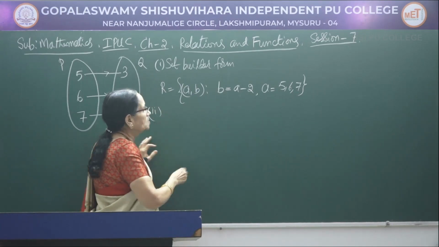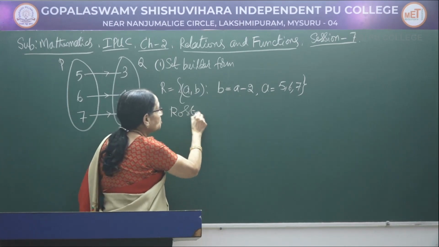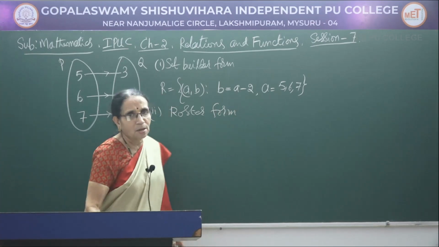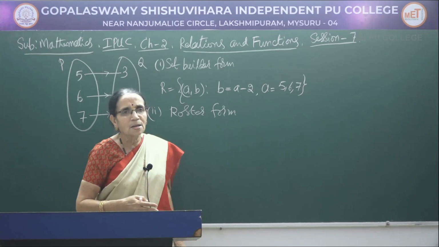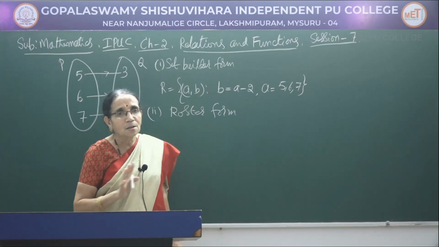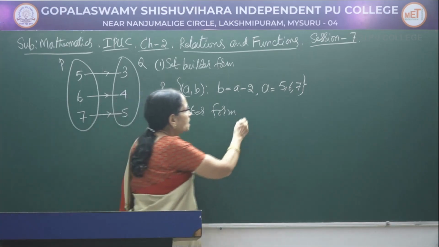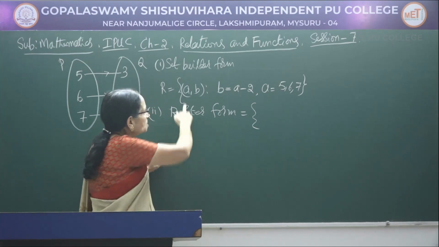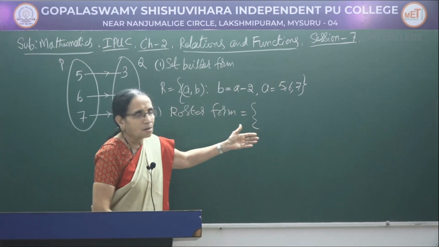Now, the second one: we have the set builder form, and now we have to write the roster form. Set builder form, in other words, is the rule method. Rule method means the rule that has to be satisfied by all the elements should be specified. That is what we have done. Roster form means you can directly write the elements, of course in the same order. It is a general way of writing versus a particular way of writing, that is all.